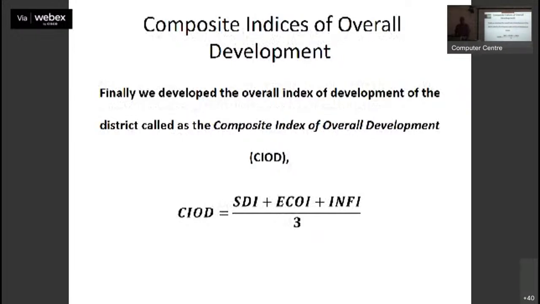So this is our composite index of development, CIOD. Composite index of development means SDI plus economic plus infrastructure index divided by 3. So this is, you can say, composite index of development, and this development includes social development, economic development, and infrastructure development.